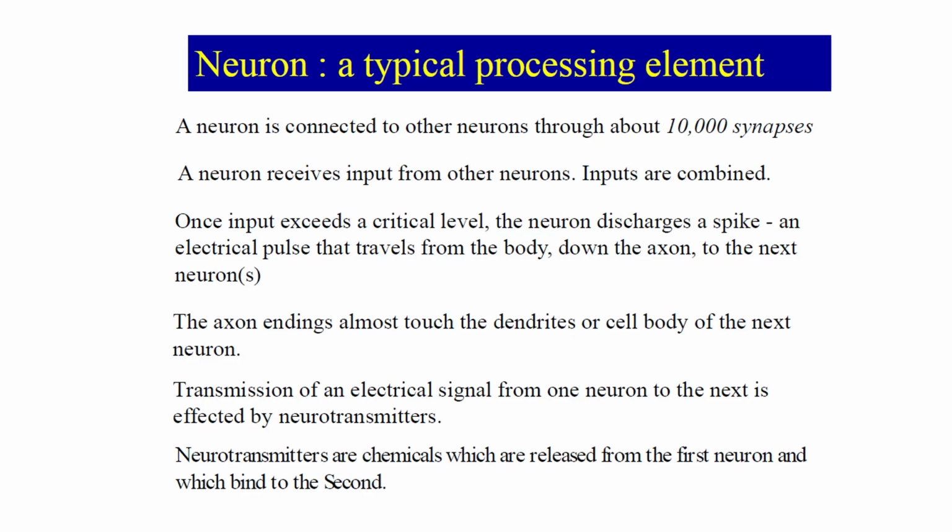So, once input exceeds a certain level, neurons can discharge, and this discharge can act like a spike which can travel through the body. Axon endings almost touch the dendrites, which is why a neuron can transfer its output to the next neuron, and transmission is always affected by neurotransmitters. They are nothing but chemical substances which are released.